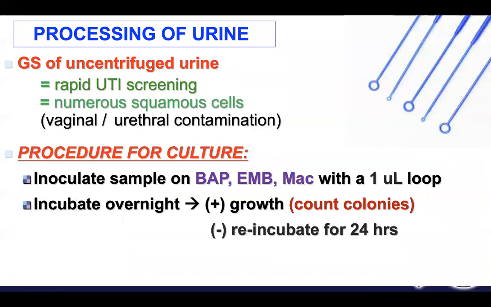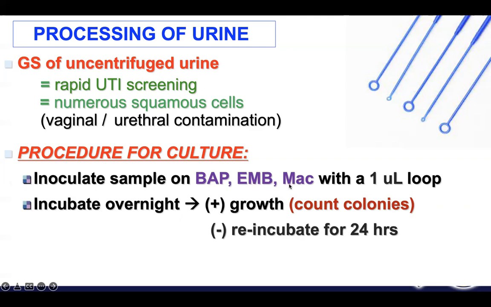Processing of urine includes gram staining of uncentrifuged urine. We do this for rapid UTI screening. If numerous squamous cells are seen, that usually means vaginal or urethral contamination. For culture, initially we inoculate samples on blood agar plate, EMB (eosin methylene blue agar), and MacConkey. Again, that's blood agar plate, eosin methylene blue agar, and MacConkey.